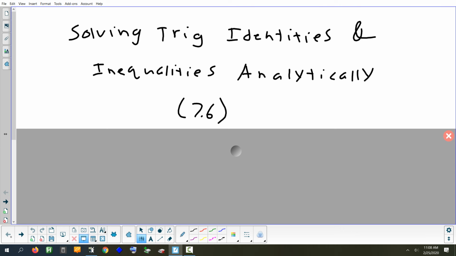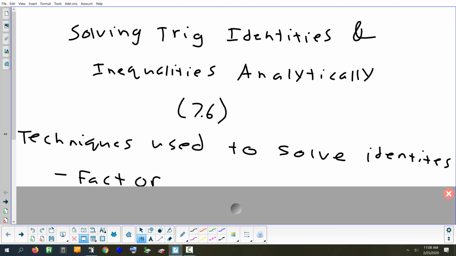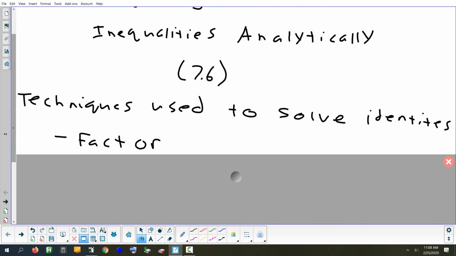So, again, don't try to memorize all those identities. Put them on a reference sheet. That's the easiest way to do it. So, when we solve an identity, if we're lucky, it'll factor. That's the easiest way to solve it.